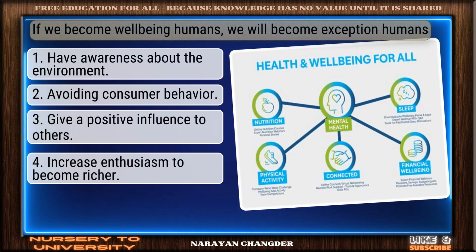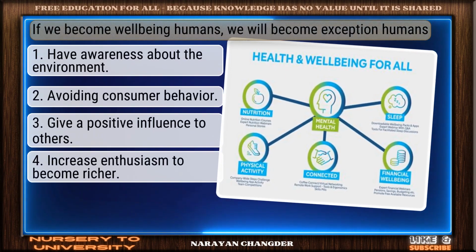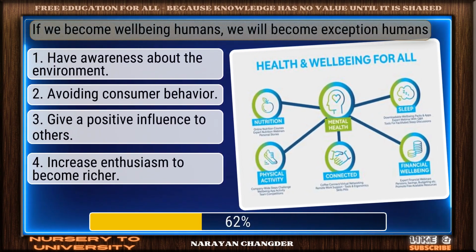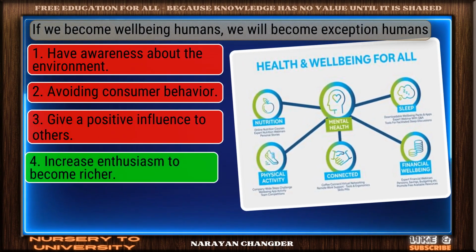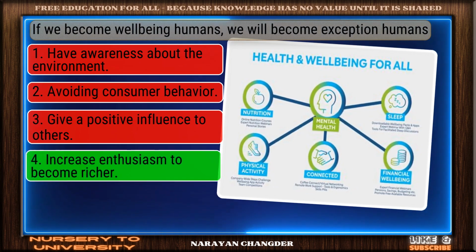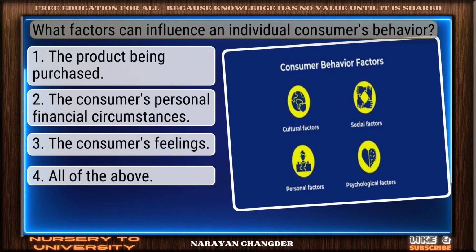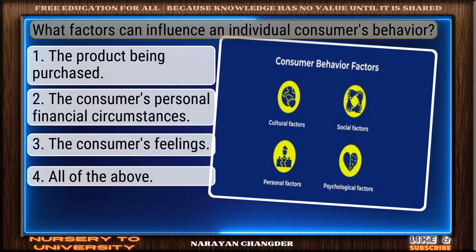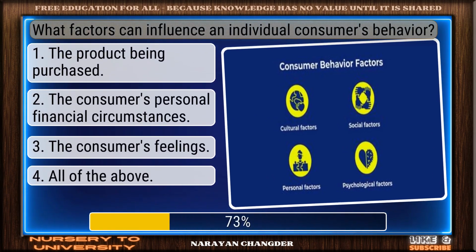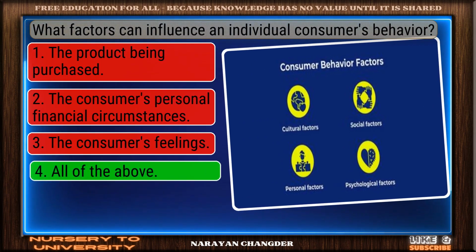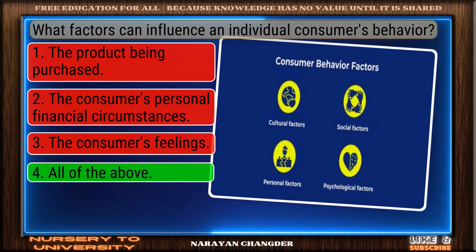If we become well-being humans, we will become exception humans. Well done. Increase enthusiasm to become richer is the right choice. What factors can influence an individual consumer's behavior? Great thinking. All of the above is the right choice.